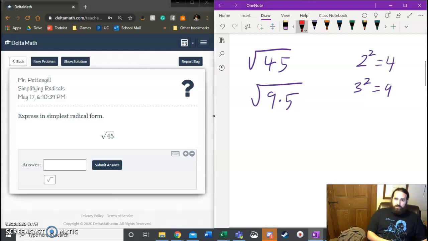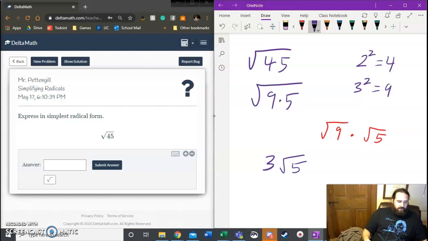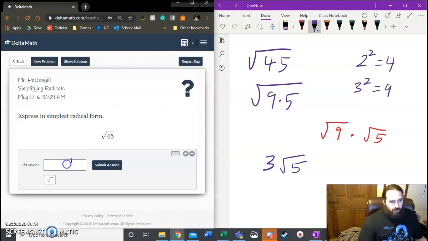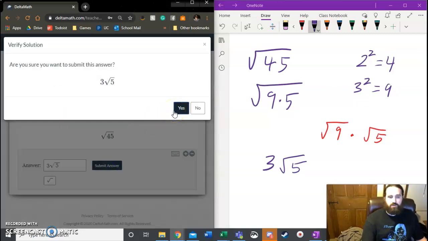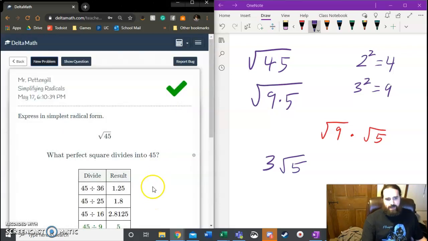Now, real quick, guys, you can go, okay, square root of 9 times the square root of 5, and then get that you'd have a 3. A lot of people simply skip this part, and they'll just go straight down to the bottom. But root 5 is nothing. There's no number squared that makes 5. So 3 root 5. In Delta Math, I'd go to type in my answer. I'd hit 3. There's this nice little square root button. I press it. I hit 5. I hit submit answer. And are you sure you want to submit this answer? Yes. I got it right.